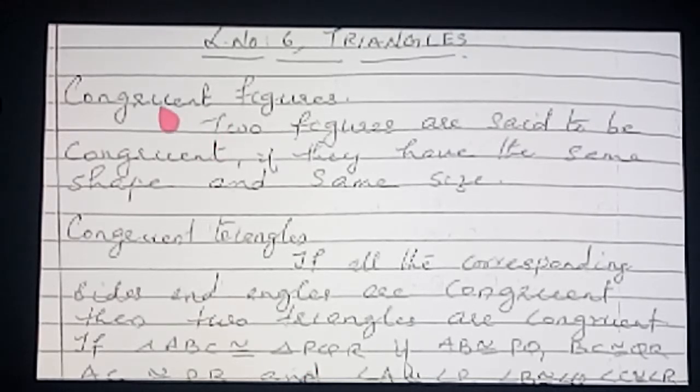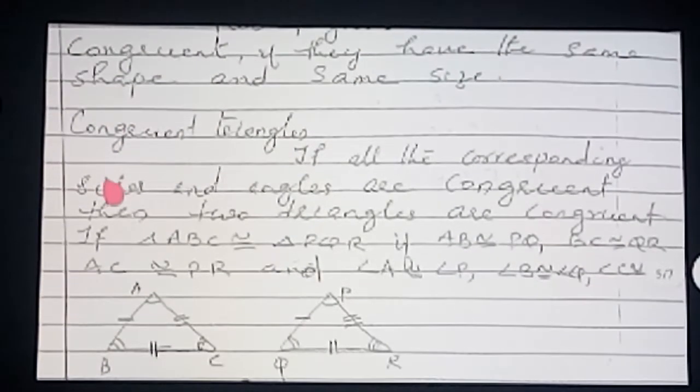Okay, listen here. Congruent figures. Two figures are said to be congruent if they have the same shape and same size. Two figures are congruent only if they have the same shape and same size. That type of figures we call congruent figures. And the second point, what is meant by congruent triangles? If all the corresponding sides and corresponding angles are congruent, then two triangles are congruent.